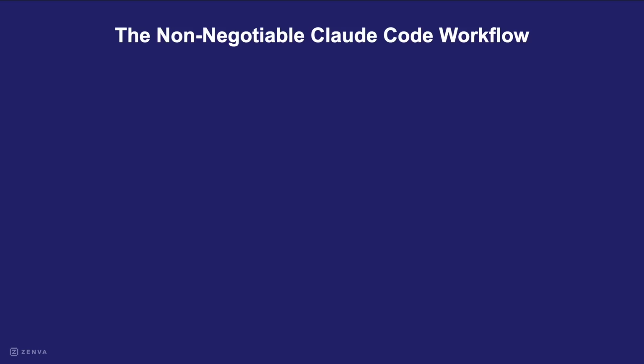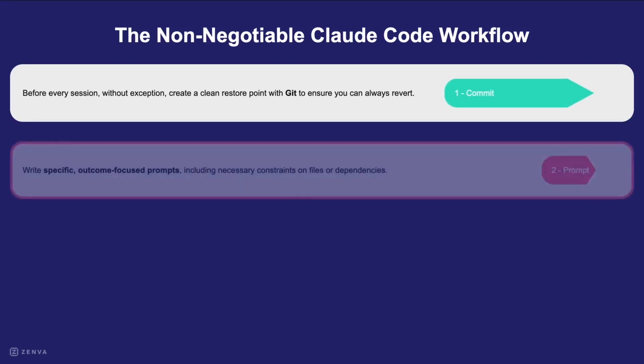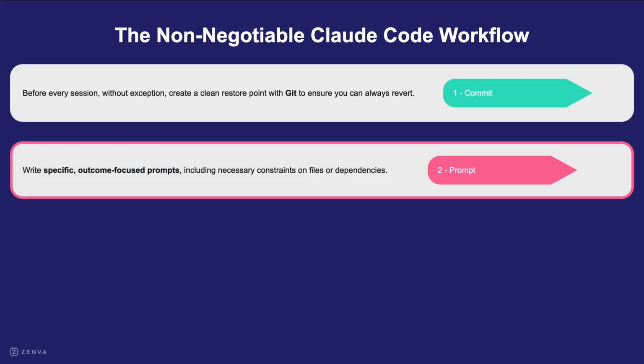Let's look at the first step. The first step, commit, is your safety net. Before you even start with Claude, you'll make a restore point with Git. This makes sure that you can always go back to a good state. Next, you'll focus on the prompt. Make specific prompts, including any rules about files or dependencies. This helps Claude give you accurate results.